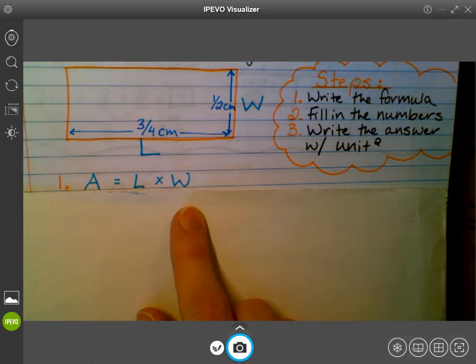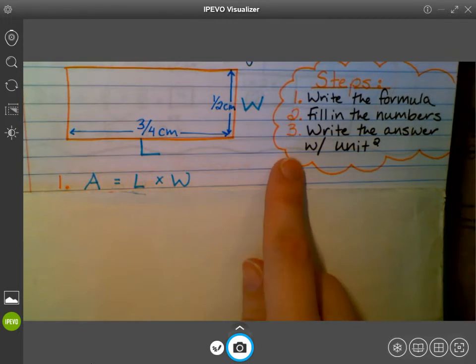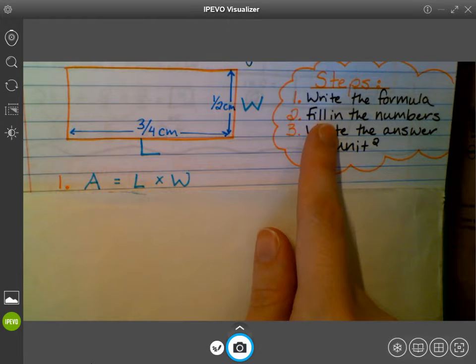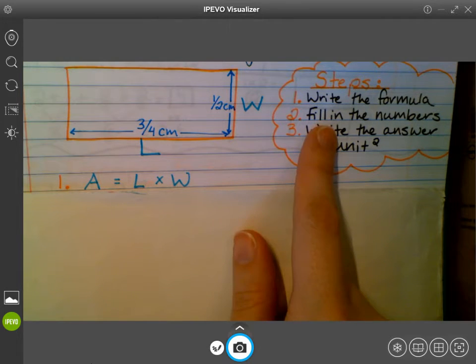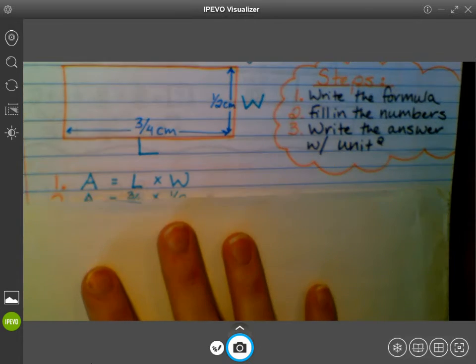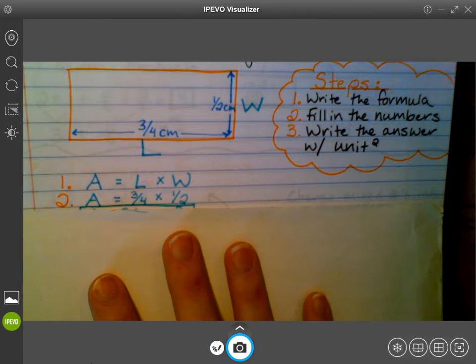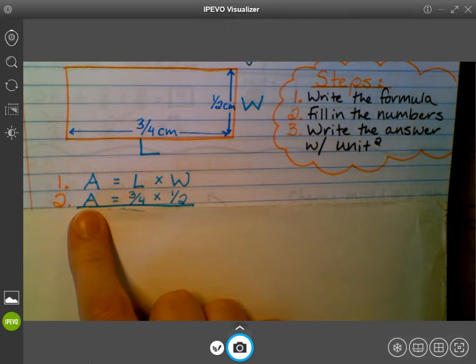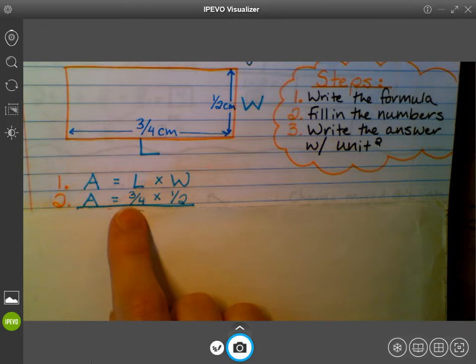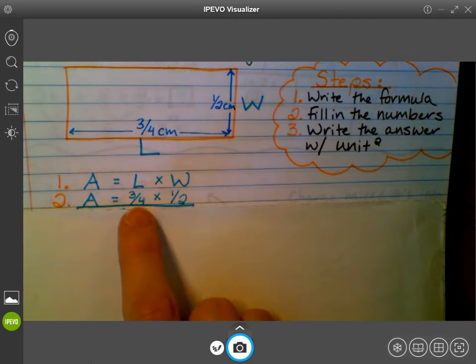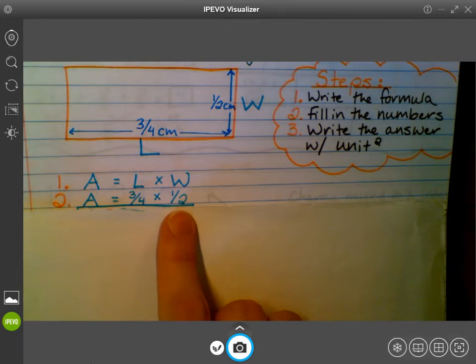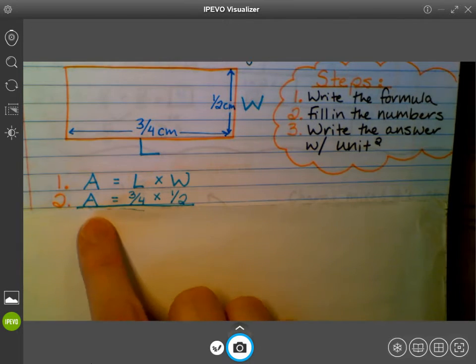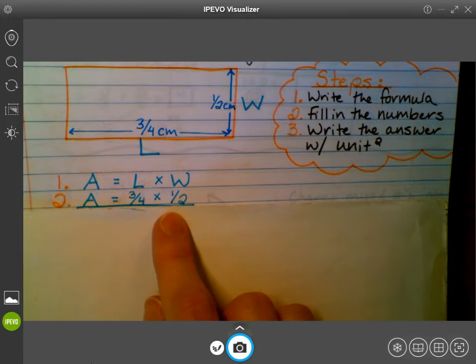So then, on the count of 3, let's read out step 2 together. 1, 2, 3. Yep, fill in the numbers. So, for step 2, we are filling in our numbers. So, we don't know what the area is, so we're keeping that as A. But we know that L, the length, is 3/4 of a centimeter. And we know that W, the width, is 1/2. So, A equals 3/4 times 1/2.